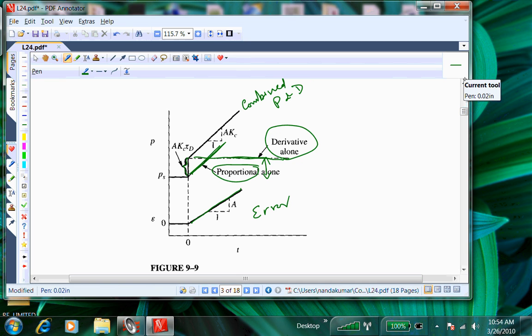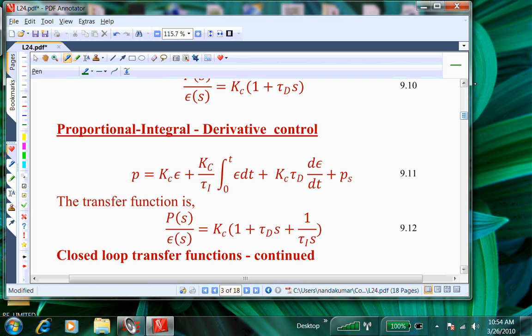Again, these are just to break up and understand individually how the controller responds when you have various types of errors. But none of them would be exercised in reality, because in reality the system will respond to the control action and the error will be driven down to 0. Any questions on that?